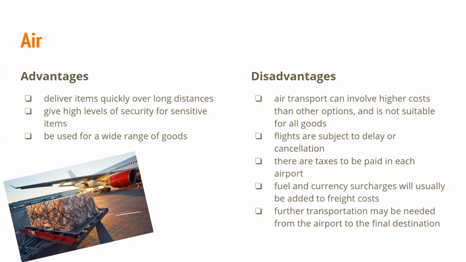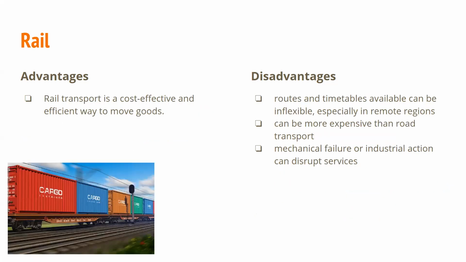Also, the fuel, right? Fuel and currency surcharges are going to be added to the cost of moving the freight. Also, the other disadvantage is that you will need to move the items when they get to the point of destination, because the airplane is going to land in an airport, and after it gets to the airport, you're going to incur additional fees or costs to move it from the airport to the final destination. All right, so those are the disadvantages with air. Obviously, there are some advantages if you need something delivered very quickly. Depending on the item, it's probably the better mode of transport to use.